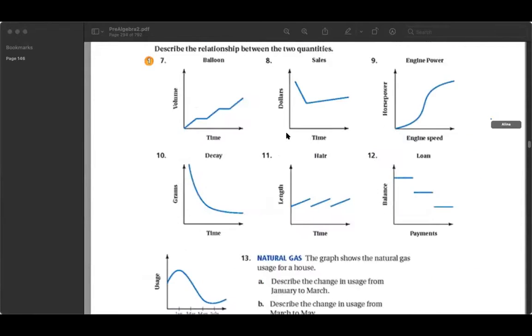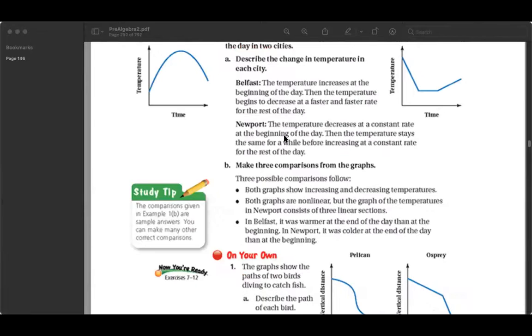Ooh, that looks like new stuff. We can't go too far into that.